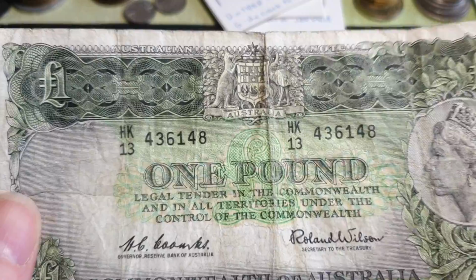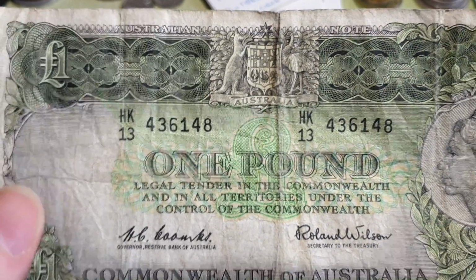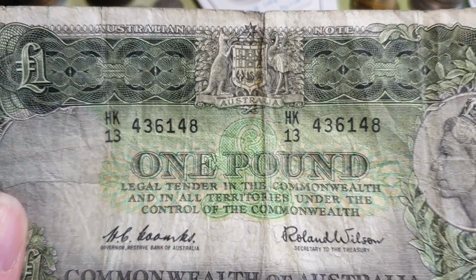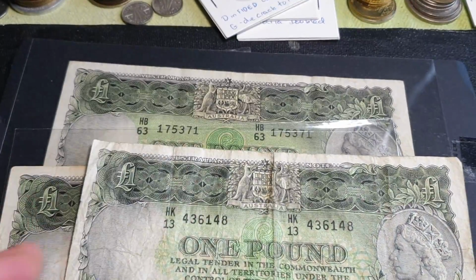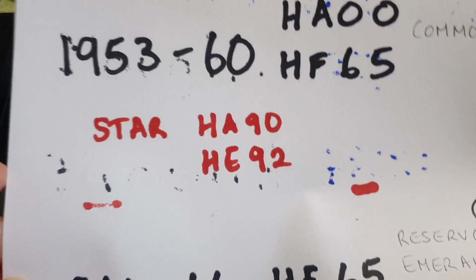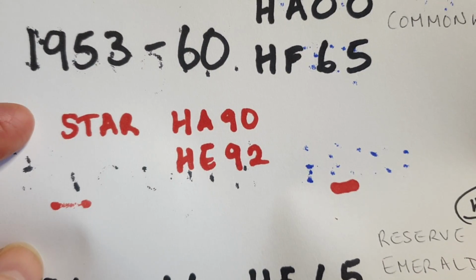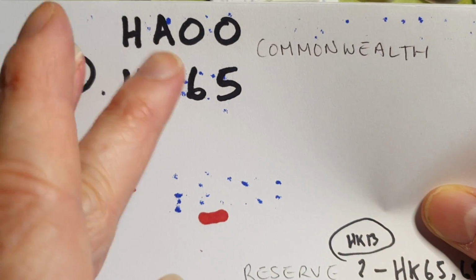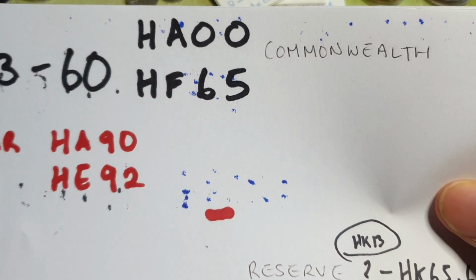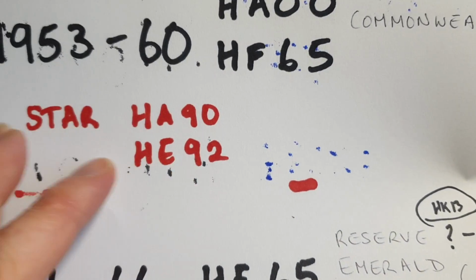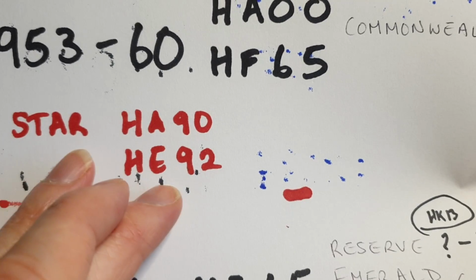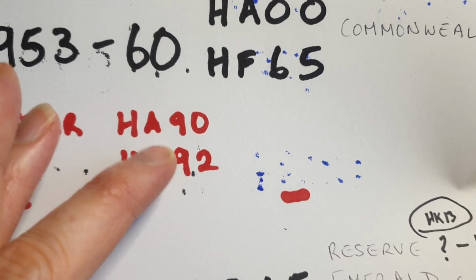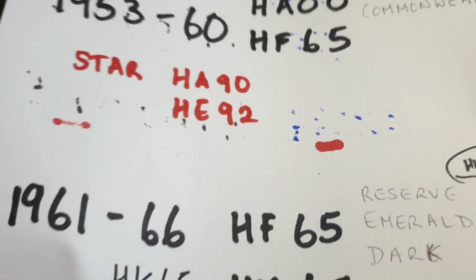But there is pretty much vagueness on the prefix. So here I do have a list. For the Commonwealth of Australia banknotes, 1953 to 60, we pretty much know it's HA00 to HF65. There's no ambiguity. And then you've got star notes, HA90 to HE92. So any of them, 90 to 92, are star notes.